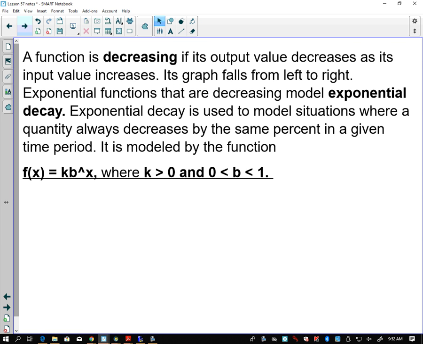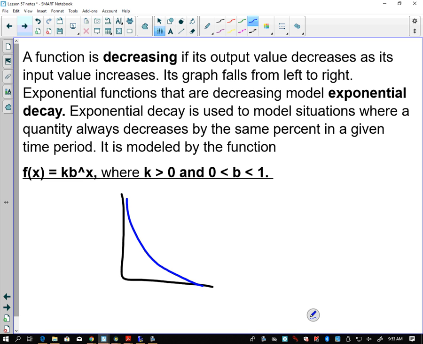Let's keep moving forward. A function is decreasing if its output value decreases as its input value increases, meaning that if I were to look at a chart of this, I might see something that looks like that. As my x values, which are my inputs, increase, my y values are decreasing. Its graph falls from left to right.